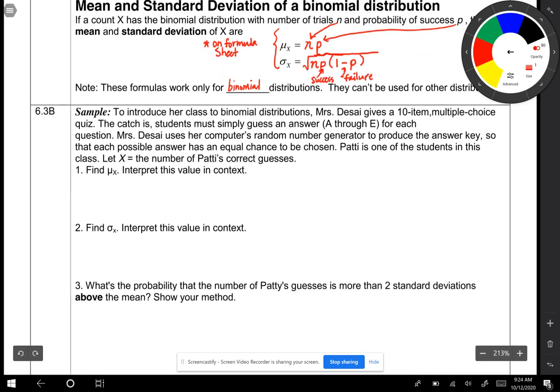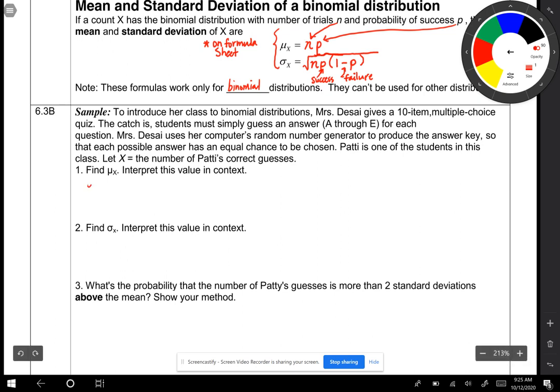Here's an example. To introduce her class to binomial distributions, Mrs. Desai gives a 10-item multiple choice quiz. The catch is students must simply guess an answer, A through E, for each question. Mrs. Desai uses her computer's random number generator to produce the answer key so that each possible answer has an equal chance to be chosen. Patty is one of the students in this class. Let X equal the number of Patty's correct guesses. Find the mean of X. Interpret this value in context.